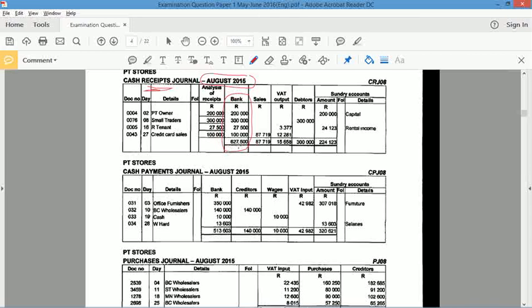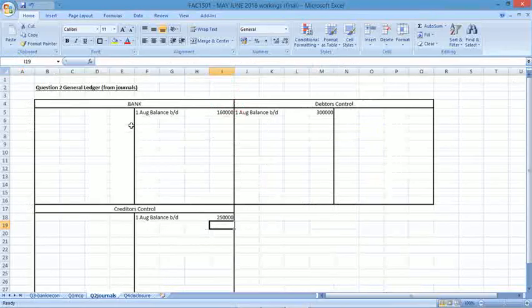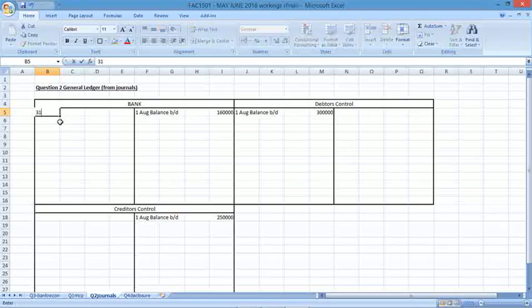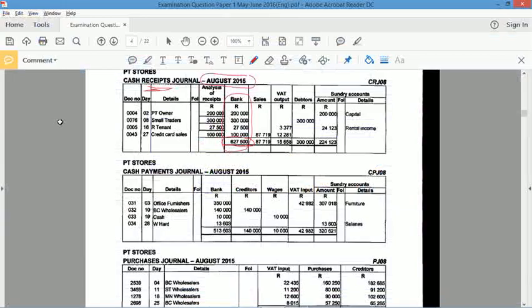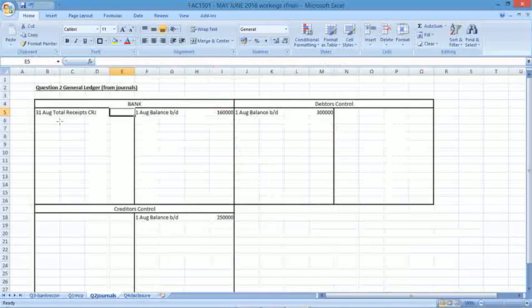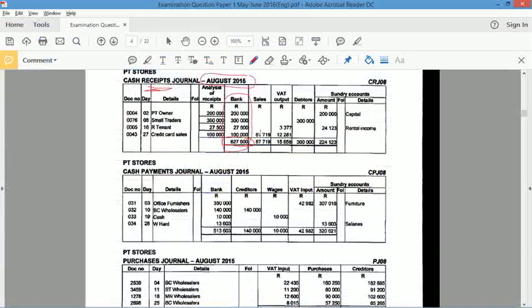So 627,500, that amount is going to go on this side of the account because it's going to increase the bank account. Total receipts, cash receipts journal, and the amount was 627,500. There's the bank. Then we've got sales. Did the question ask me for the sales account? No, so I don't need it. Did the question ask me for VAT output? No, they didn't. Did the question ask me for debtors?